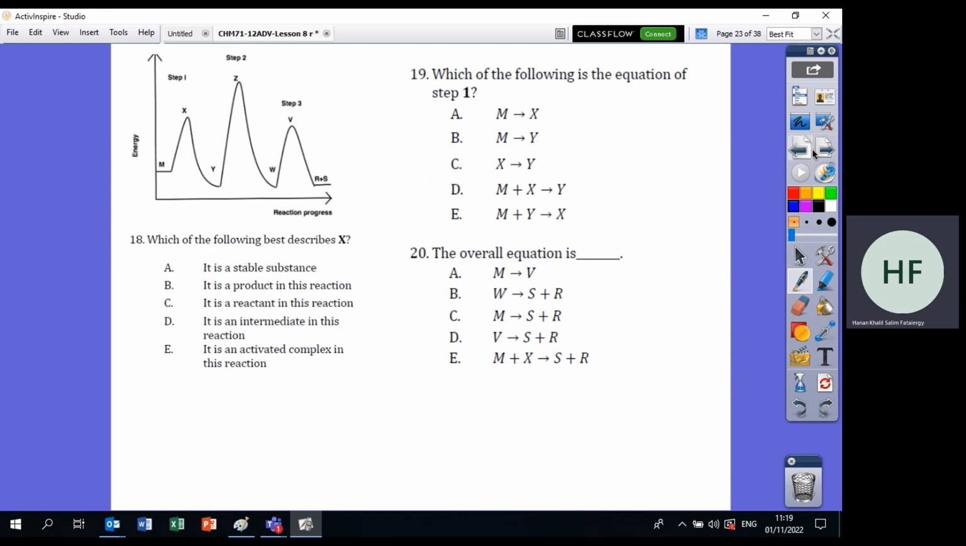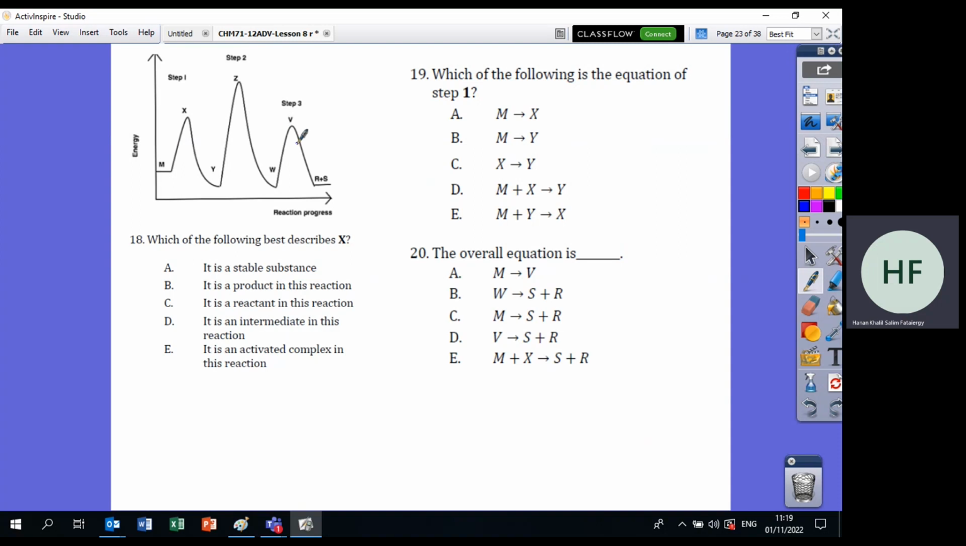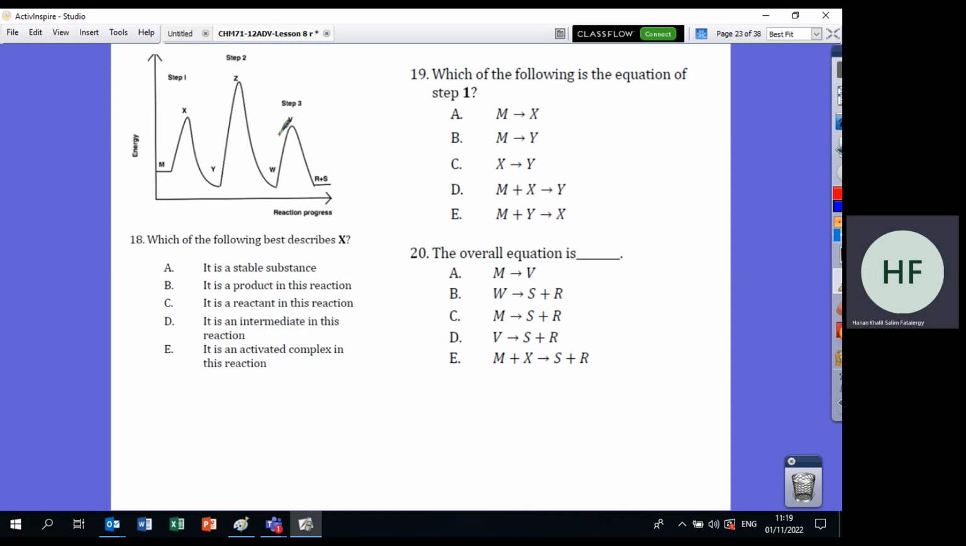Okay, now pause the video and label the graph. Be careful, this graph takes place in 3 steps. Step 1 is M to X and Z. This is the reactant, this is the product. Step 2, Y to Z and W. Y is the reactant, Z and W are the products. And in the last step, W is the reactant, R plus S is the product.